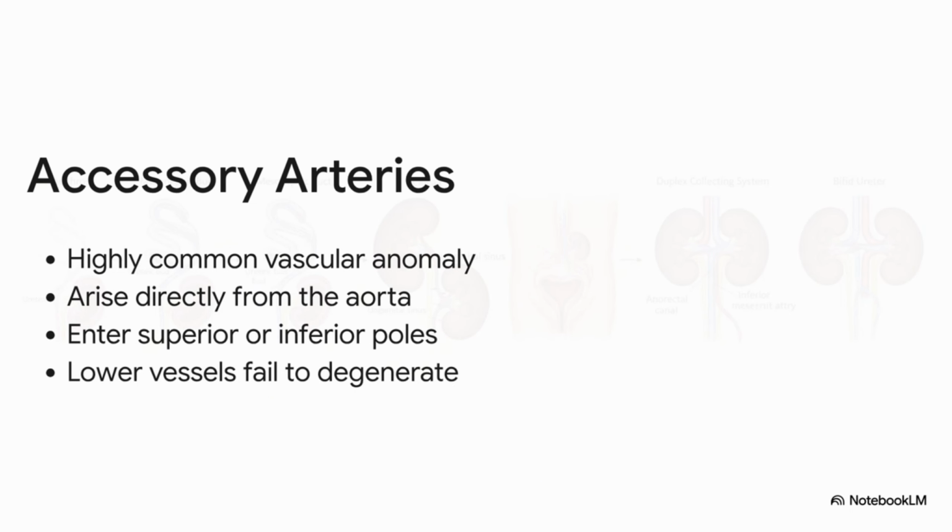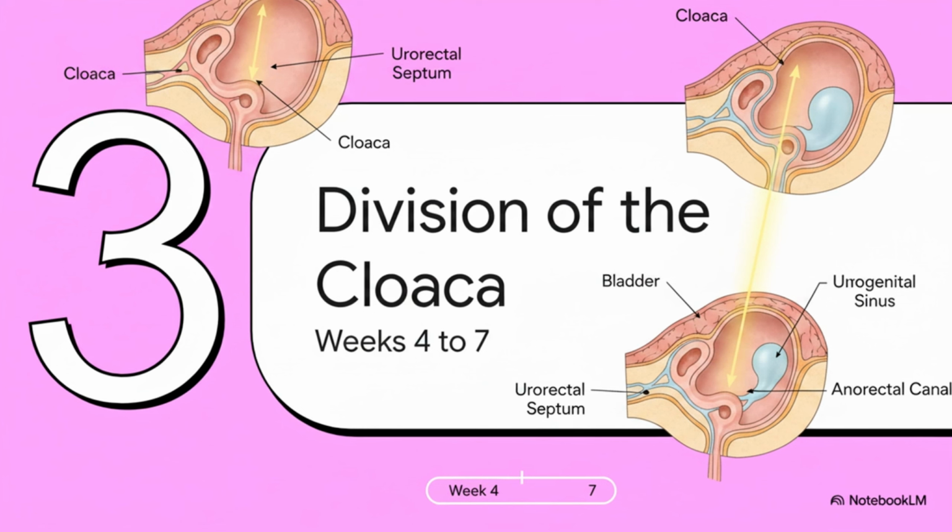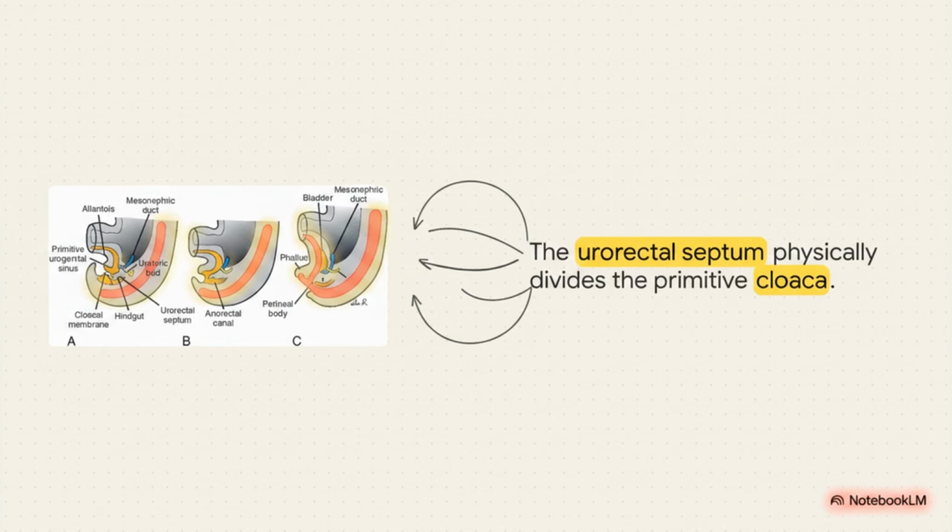All right, Section 3, Division of the Cloaca, happening between weeks 4 and 7. Let's shift our focus back down into the pelvis where a massive remodeling job is taking place. Think about the central descending tissue structure, the urorectal septum. It physically grows downward to divide the cloaca. It essentially chops that single chamber into two totally separate compartments. Up front, you get the primitive urogenital sinus, which is going to handle the urinary tract. In the back, you get the hindgut or anorectal canal, which takes care of the GI tract.